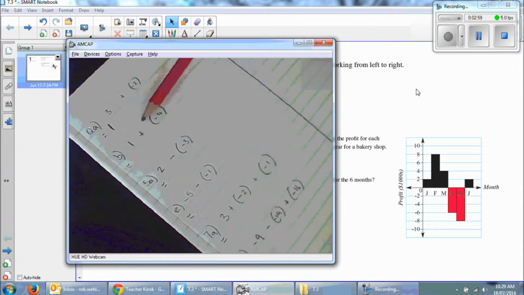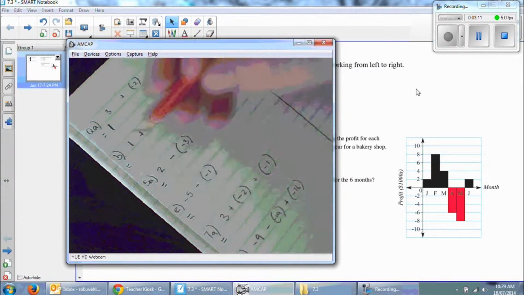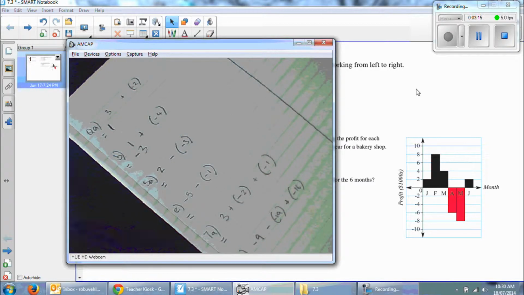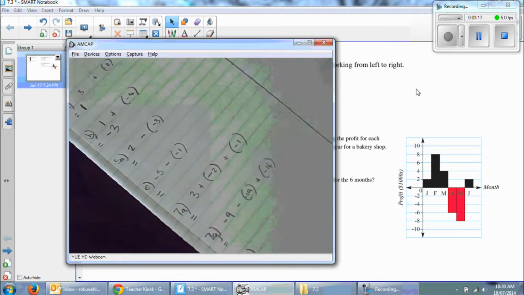Here we have $1 and we're adding a debt of -$4. So that means that if I have a debt of -$4 and I have $1 to pay off that debt, then I still owe -3. Moving on to question 5.